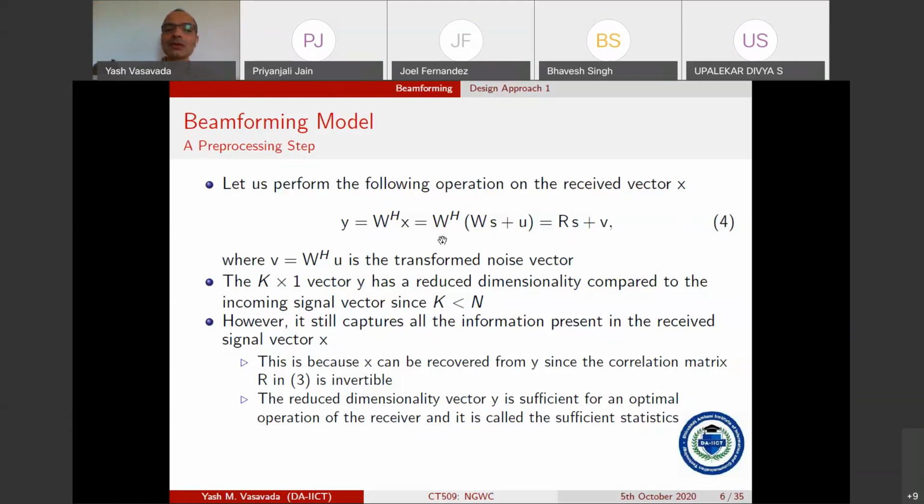Let us look at equation 4. Y is equal to R S plus V. What will be R in the demodulation context? F Hermitian F. And what is that? Arushi said 1, identity matrix. Yeah, but Arushi, it's not a scalar. F is a matrix, so F Hermitian F is a matrix.